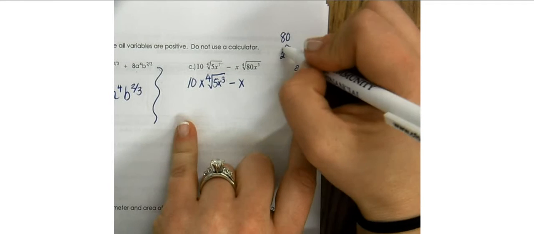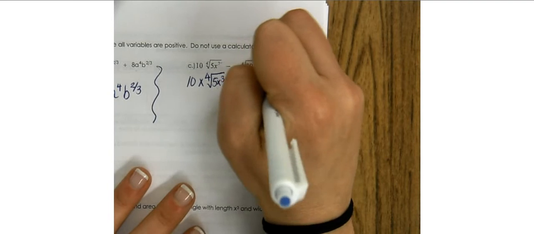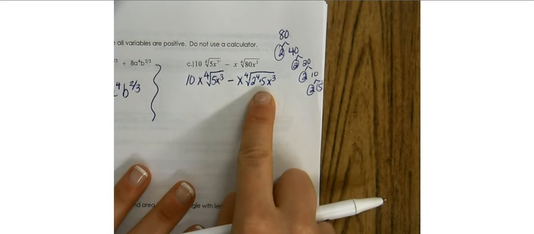40 I could break down into 2 times 20, and 20 I can break down into 2 times 10, and 10 I can break down into 2 times 5. So what I have here is 2 times 2 times 2 times 2 times 5. That's 2 times itself 4 times, then times 5. So I'm going to write down the 4th root of 2 times itself 4 times, then times 5 times x cubed. Now your goal is to end up with a 5x cubed, and it looks like that's exactly what we're going to end up with.